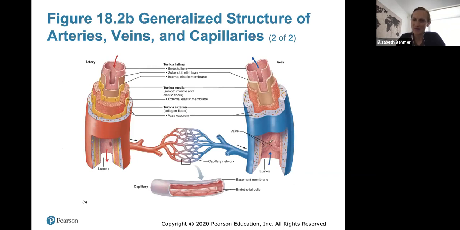So here we have a valve that will close. Once blood reaches a certain height in that vein, the valve will close so the blood doesn't flow back down.